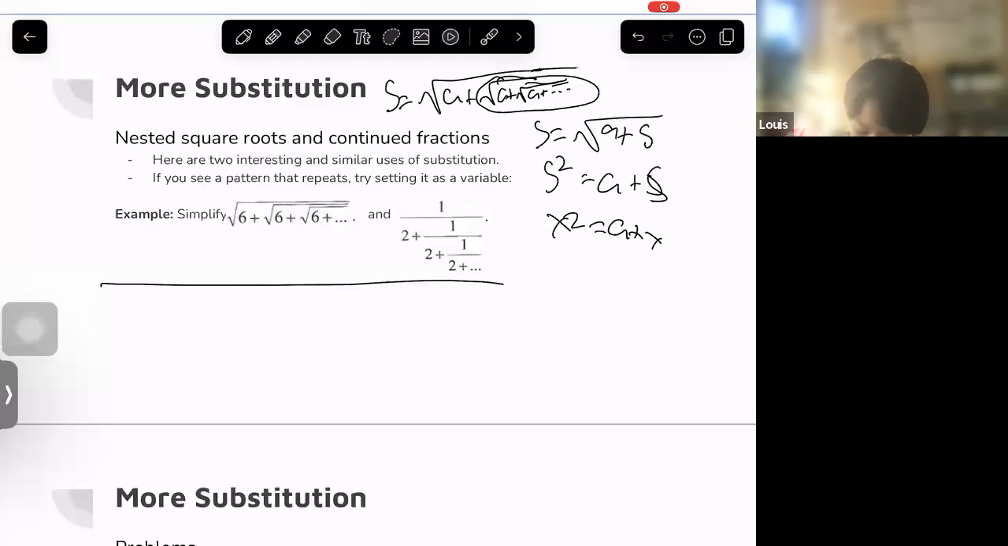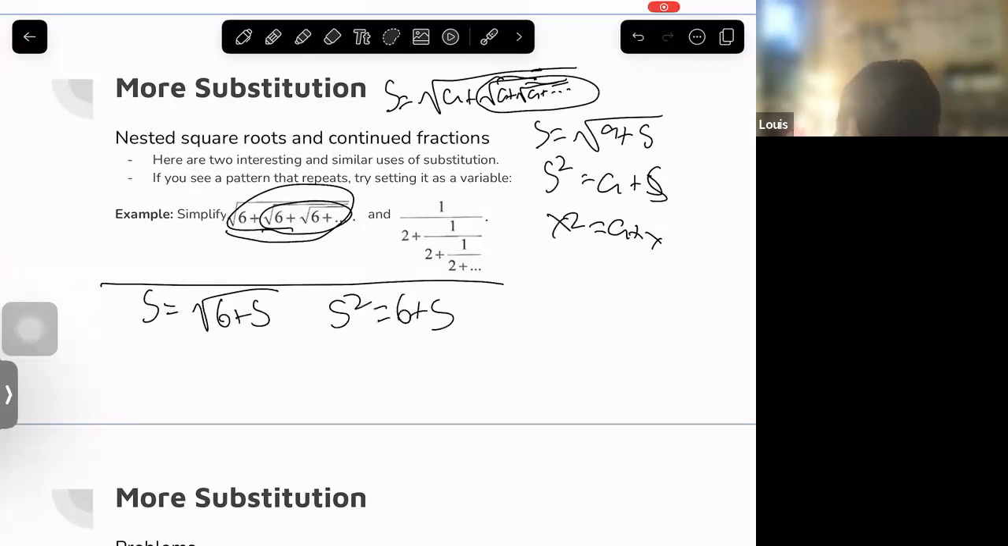Okay, so I'll go over these two problems now. So for the first one, suppose S equals this thing. So we find that this also equals S. So it's just root of 6 plus S. So S squared equals 6 plus S. So S squared minus S minus 6 equals 0.